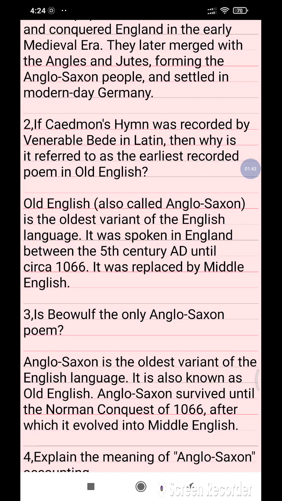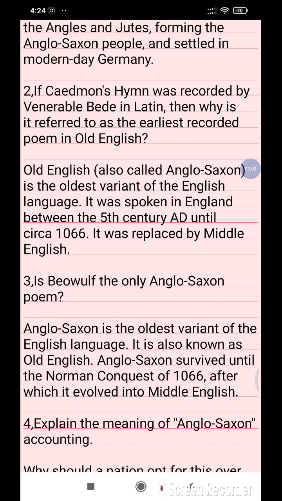Next, if the Caedmon Hymn was recorded by the Venerable Bede in Latin, then why is it referred to as the earliest recorded poem in Old English?